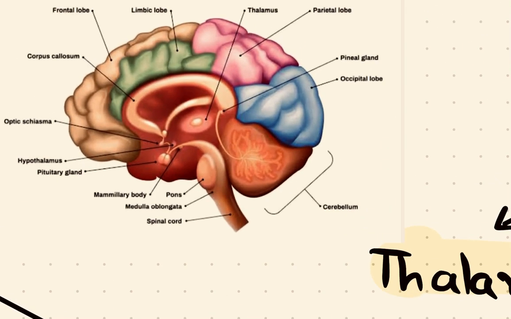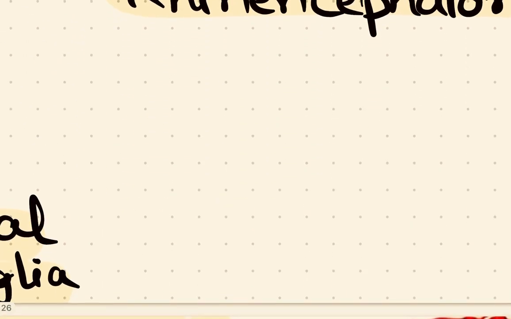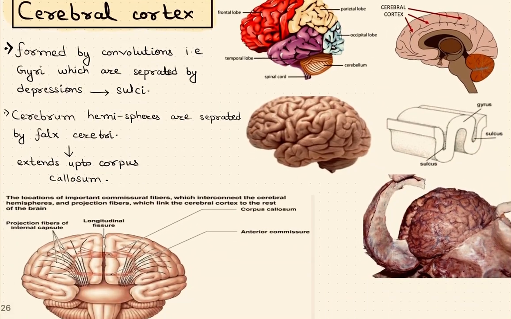If we see the internal structure of the brain, this particular part of the cerebrum is the frontal lobe. In the lateral, we have parietal lobe. Above the ear, we have temporal lobe, and at the back we have occipital lobe, and in the ventral end we have limbic lobe also. Now let us study one by one. Let us study first cerebral cortex.